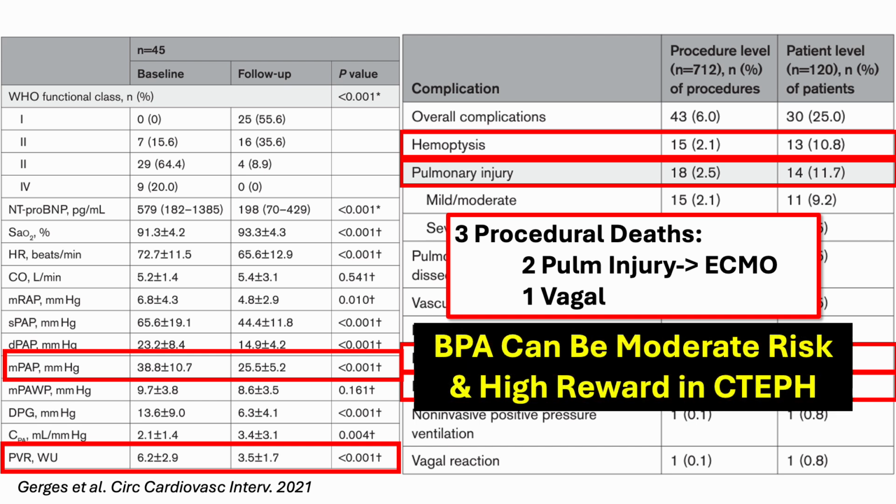So ultimately, I think the take-home point from this is that aggressive balloon pulmonary angioplasty in CTEPH can be moderate to high risk, but also very high reward in chronic thromboembolic pulmonary hypertension. I think we've learned a lot from these 4 landmark studies.